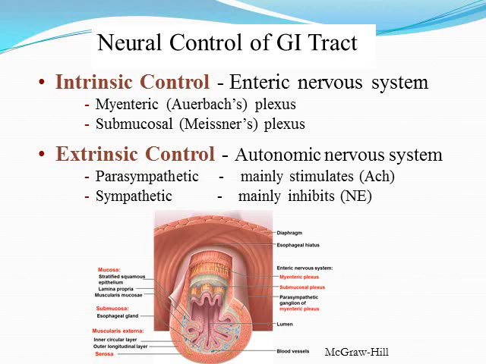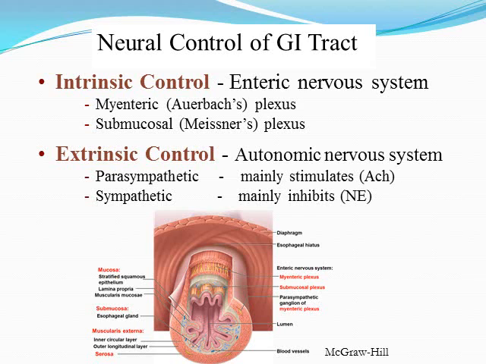And I put a picture here from McGraw-Hill that shows the submucosal plexus and the myenteric plexus. Now, we'll talk about both of these, but they do have different functions. So the myenteric plexus is important for peristalsis, and the submucosal plexus is important for the secretion within the mucosa. And as you probably know already, parasympathetic is generally going to stimulate through the release of acetylcholine, and the sympathetic is generally going to inhibit through the release of norepinephrine.